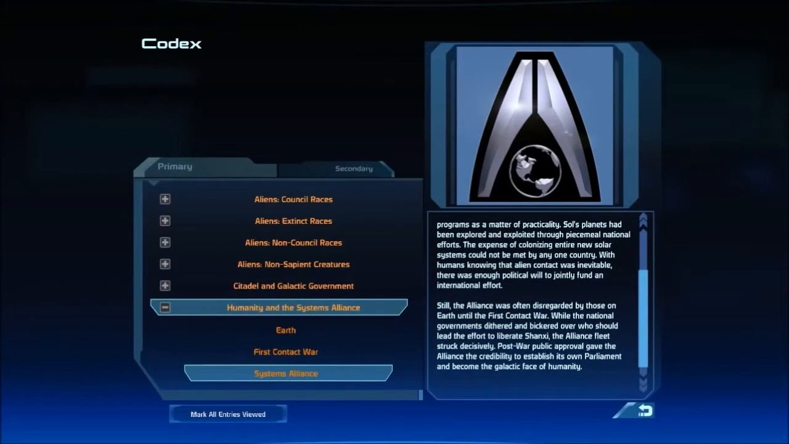Still, the Alliance was often disregarded by those on Earth until the First Contact War. While the national governments dithered and bickered over who should lead the effort to liberate Shanxi, the Alliance fleet struck decisively. Post-war public approval gave the Alliance the credibility to establish its own parliament and become the galactic face of humanity.